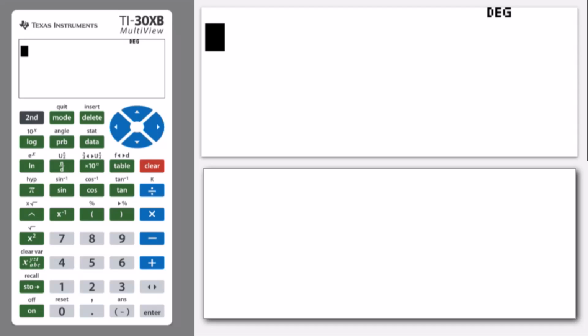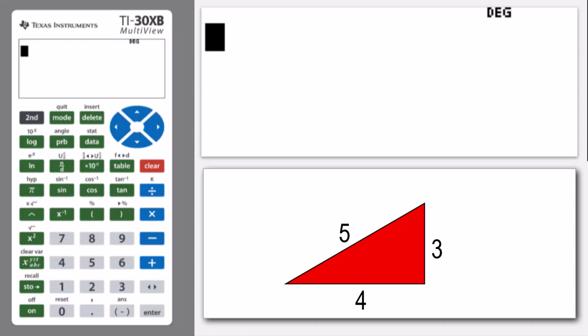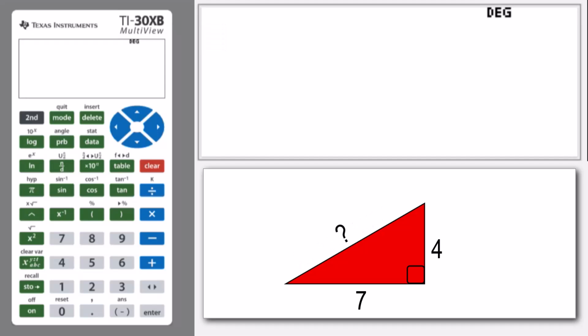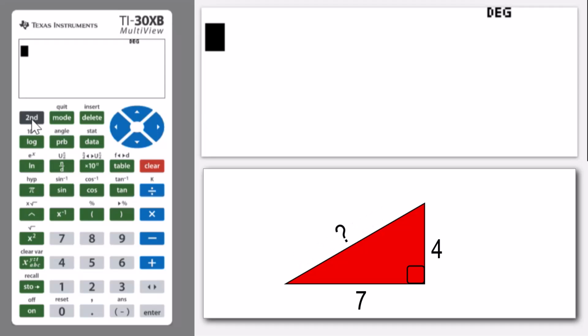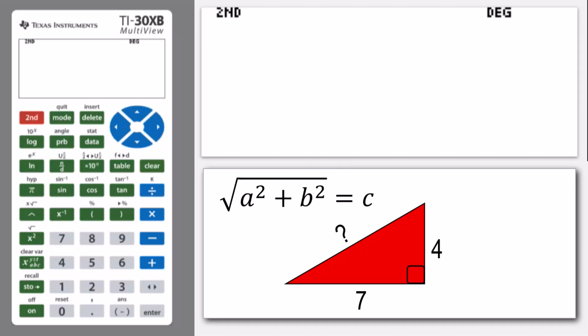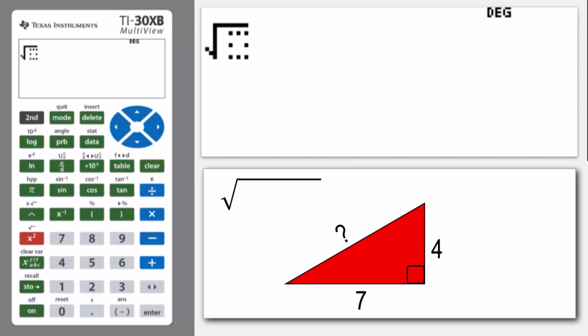One way we can get a surd answer is when we do a Pythagoras calculation. So let's calculate the hypotenuse for a triangle that has two perpendicular sides of side lengths 7 and 4. In order to calculate that, we need to do the second and square root, because the distance, remember, is the square root of the sum of the squares of the perpendicular sides.